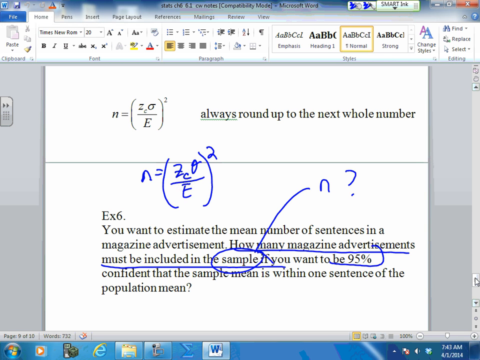You want to be 95% confident, so with 95% confidence, we have to find its ZC. We remember we do this, 95 in the middle, 2.5 on each side, then I got to turn this into a decimal. So when you do inverse norm, you should come out with 1.96.